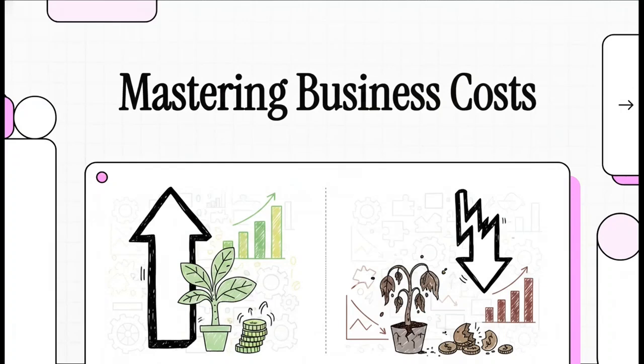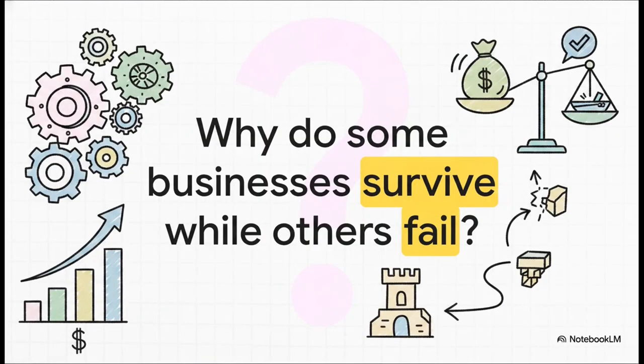Welcome to This Explainer. Today, we're diving right into a fundamental truth of commerce, why some businesses absolutely thrive during economic downturns, while others seemingly crumble overnight. You know, the secret doesn't always lie in having a wildly superior product or some genius marketing campaign. It actually often comes down to understanding that not all costs are created equal. Mastering your cost structure is quite literally a matter of business survival. So let's unpack exactly how that works together.